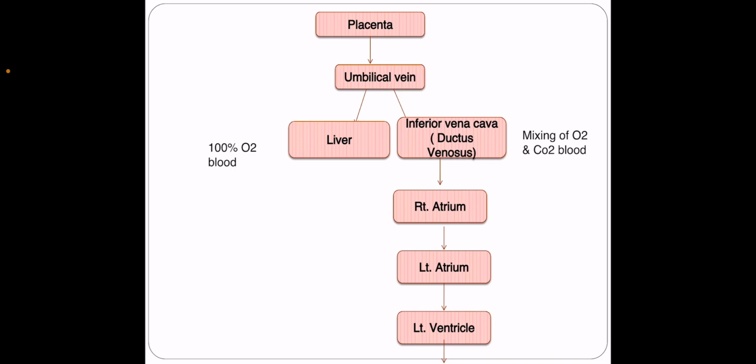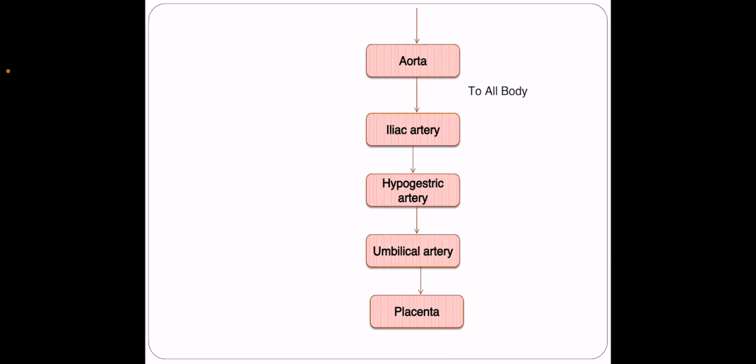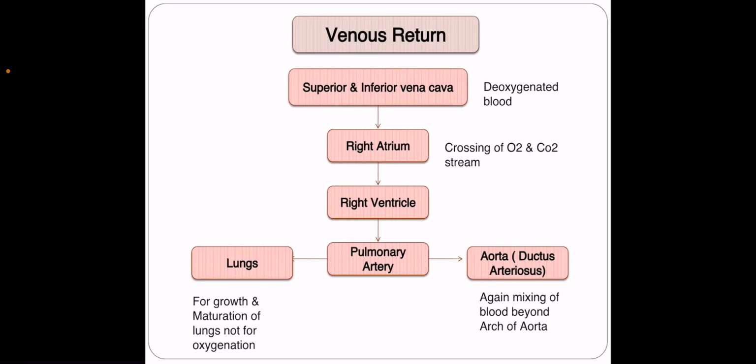Then from the inferior vena cava it will enter the right atrium, and from the right atrium it will move to the left atrium, and from the left atrium it will move to the left ventricle. From the left ventricle it will move to the aorta, and this aorta will lead to systemic circulation to all parts of the body. From the aorta it will enter the iliac artery, which gives branches to the hypogastric artery, and when this hypogastric artery leaves the fetal body it is known as the umbilical artery, and from the umbilical artery it will return to the placenta.